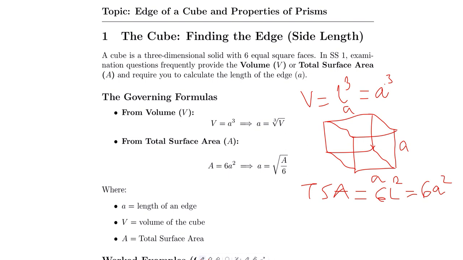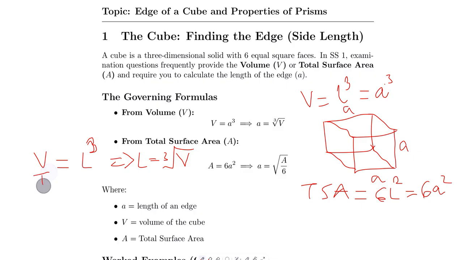So when we say finding edge, it is not like a new question. It's just like saying find the side length. If you are to find the side length, if you have the volume, you are going to say V is equal to L raised to power 3 or A raised to power 3, and you make L the subject of the formula. Then we have L equal to the cube root of your volume. So when we have the volume, you just take the cube root of the volume.